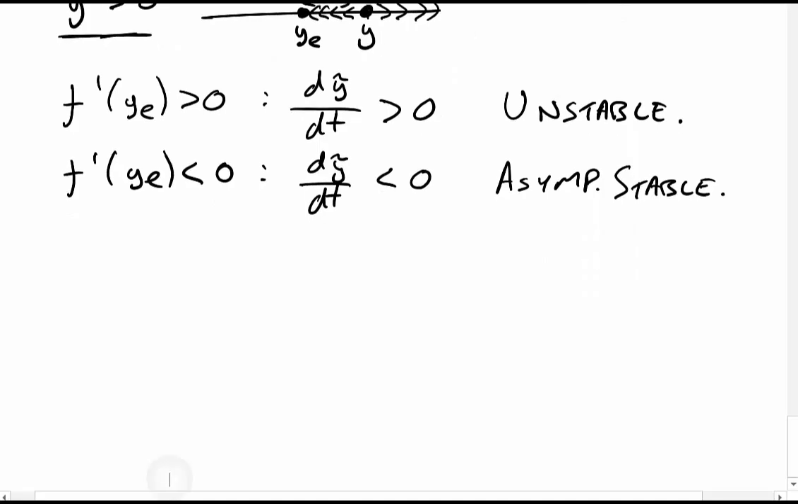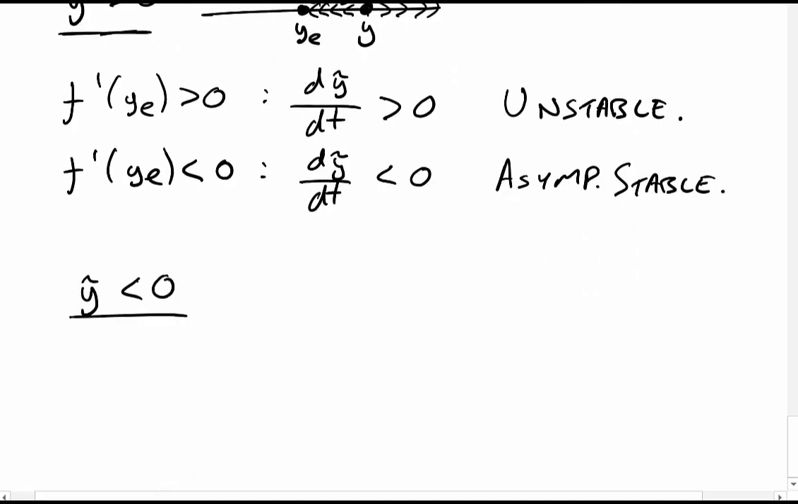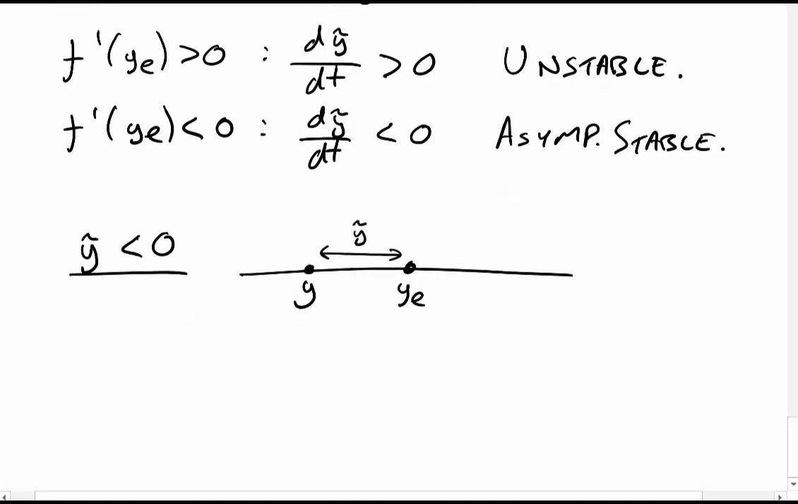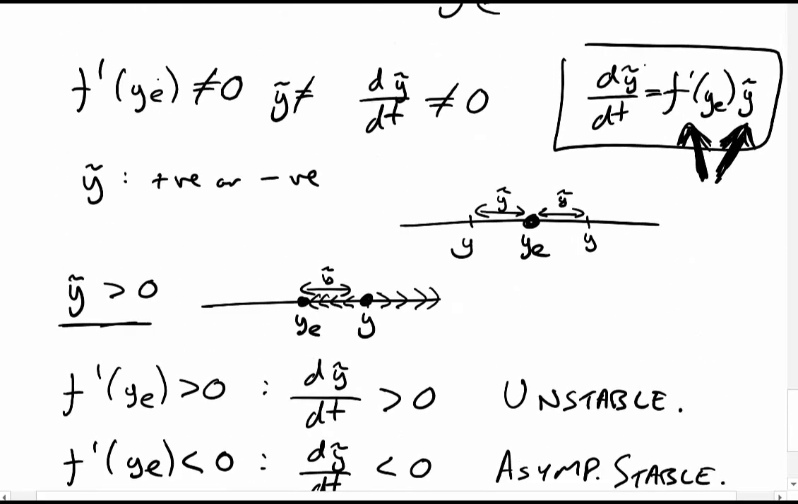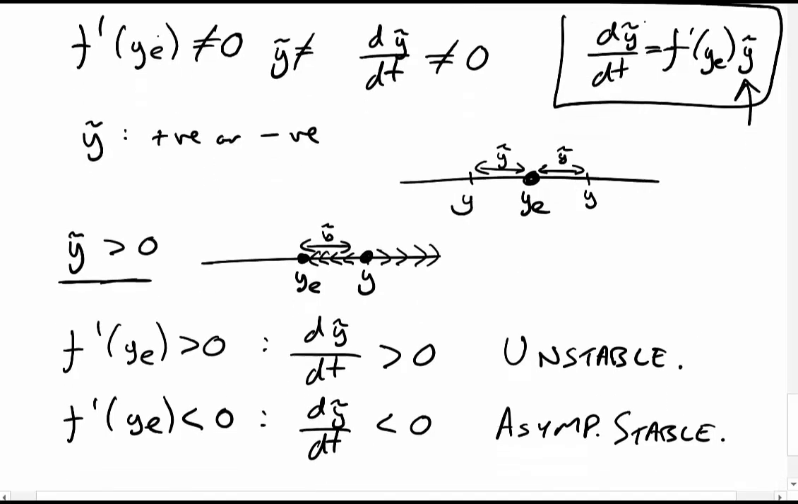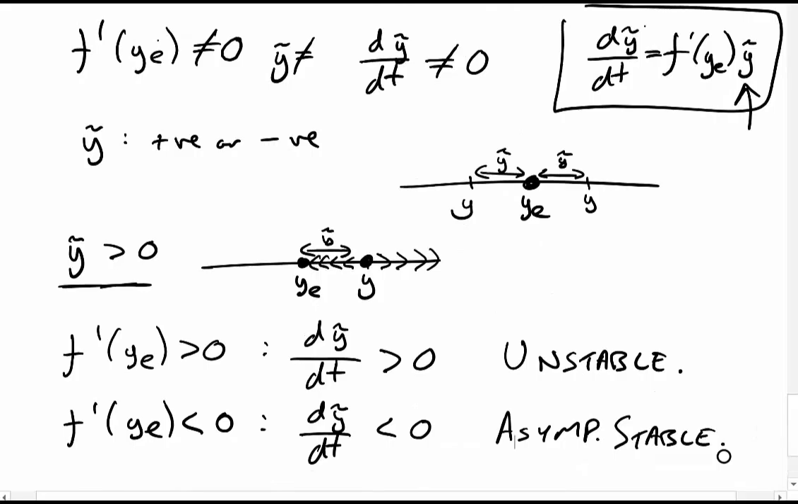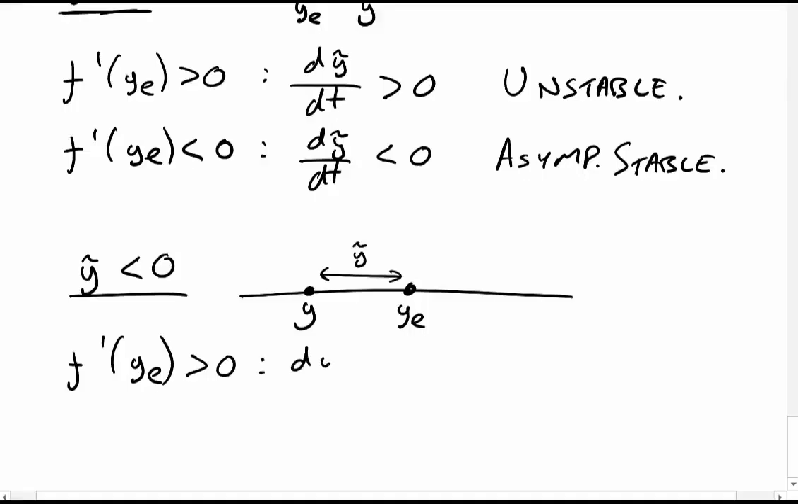Now let's look at the case when y tilde is less than 0. What have we got? We've got ye here and we've got y here. We're sitting at y at the moment, and this is y tilde. Again let's consider the different cases. We've got f dash of ye being greater than 0. This time y tilde is negative, and this is positive, so dy tilde by dt is a positive times a negative, so it's going to be negative. So we're sitting at y and moving to the left, away from the equilibrium point, so we're unstable in this case.